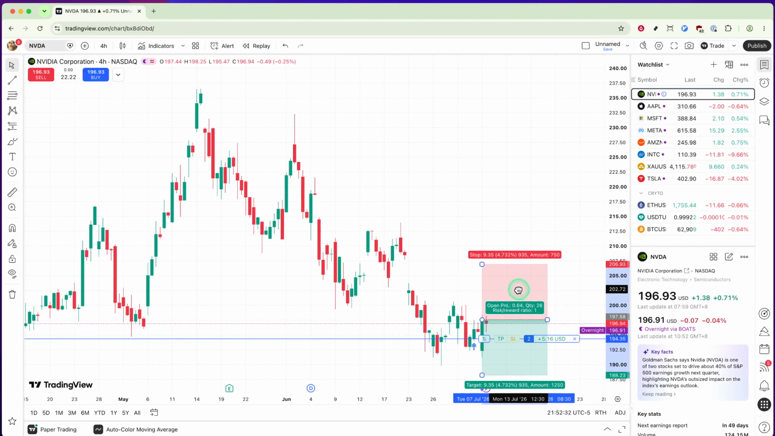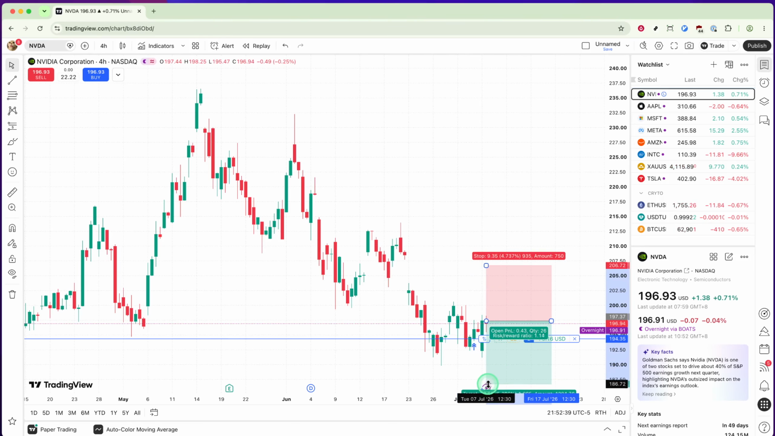Next, drag the top of the box to set your take profit level. This is the price at which you'd like to exit the trade with a profit. Setting this level is important because it defines your goal for the trade. Then, drag the bottom of the box to set your stop loss level. This is the price at which you'll exit the trade to limit your losses if the market moves against you. The stop loss level is a critical component of risk management as it helps protect your capital.